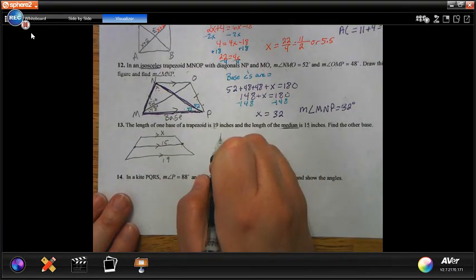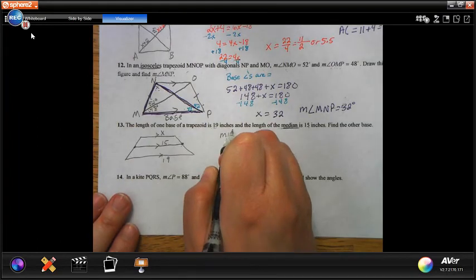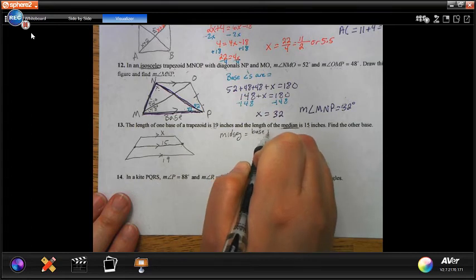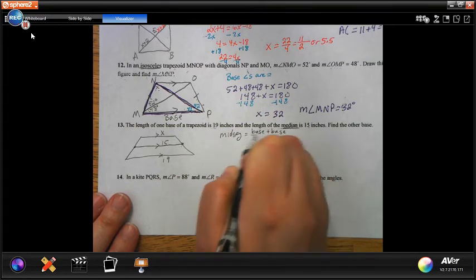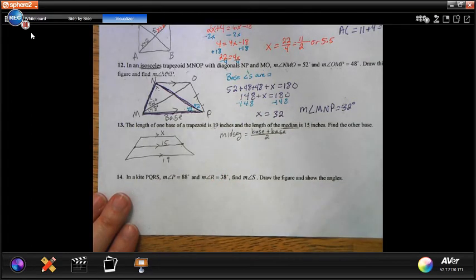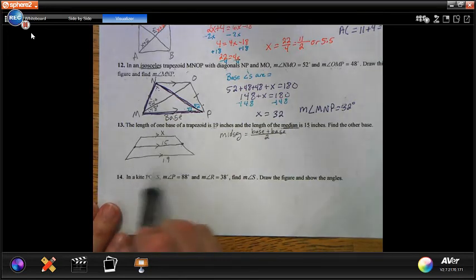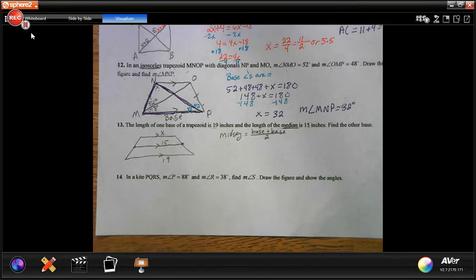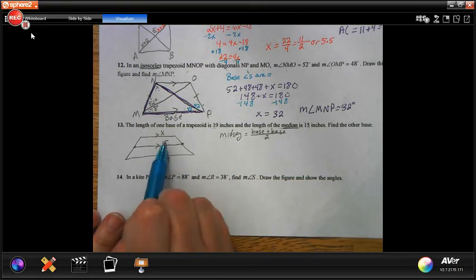Okay, so mid-segment equals base plus base divided by 2. A lot of people have been struggling with this. Draw a picture. It helps. The mid-segment is the one in the middle. Mid, middle, mid, middle. So, in place of the mid-segment, my middle number goes.